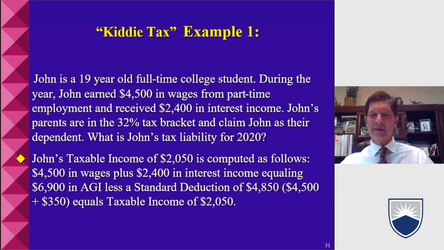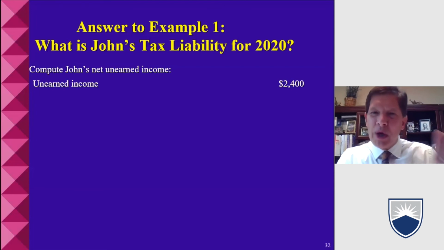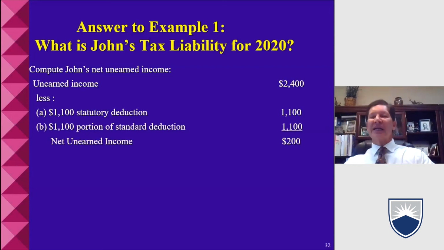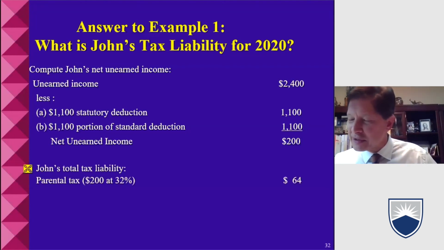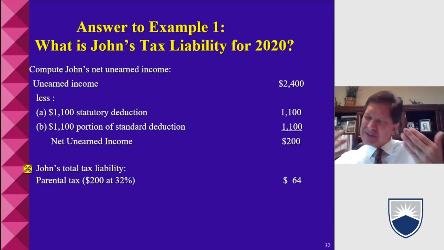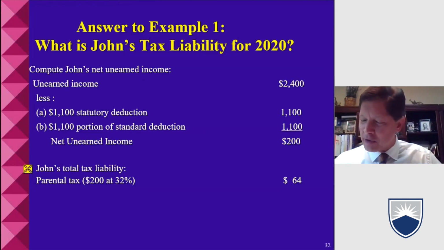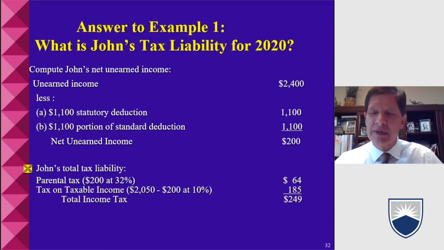But what's his tax bite? Now we have to look at the unearned income. He has $2,400 of unearned income. There's a statutory deduction of $1,100, which represents the standard deduction, but the bottom line is $200 above $2,200. So here's what they do. The parental tax is that $2,400 minus $2,200, $200 at 32%, but his taxable income was $2,050. $2,050 minus $200, $1,850 at 10%, $185. Total tax to little John, $249.